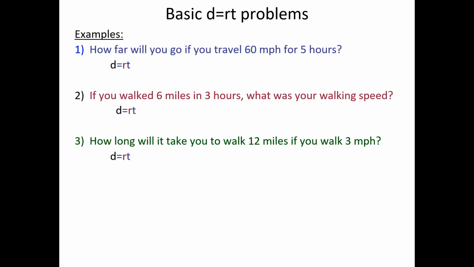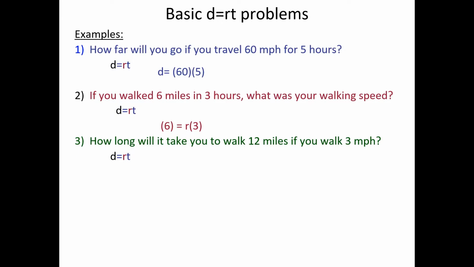Second one here, we got, I walked for 6 miles in 3 hours. What's my speed? Speed's another word for rate. So I'm going to plug in the 6 miles for the distance. I'm going to plug in the 3 for the time. And I'm solving for the rate.